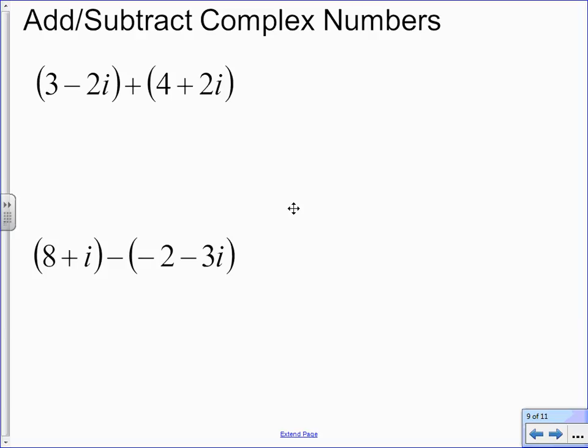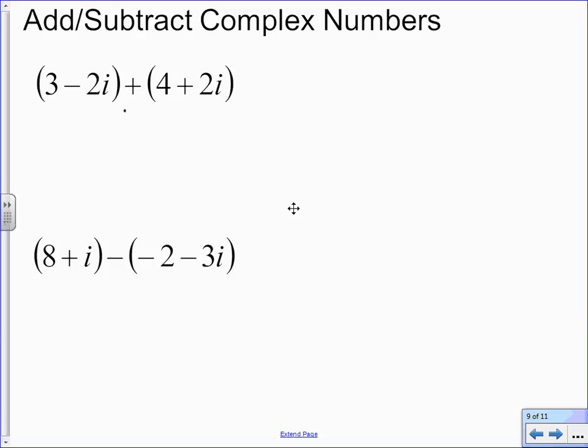What would you tell me to do if I said, add these two together? What would be your first instinct? Jackson? Combine like terms. Absolutely. We can treat I like any other variable. So I don't even really have to teach you anything here. You already know what you're going to do. You're going to combine the like terms.